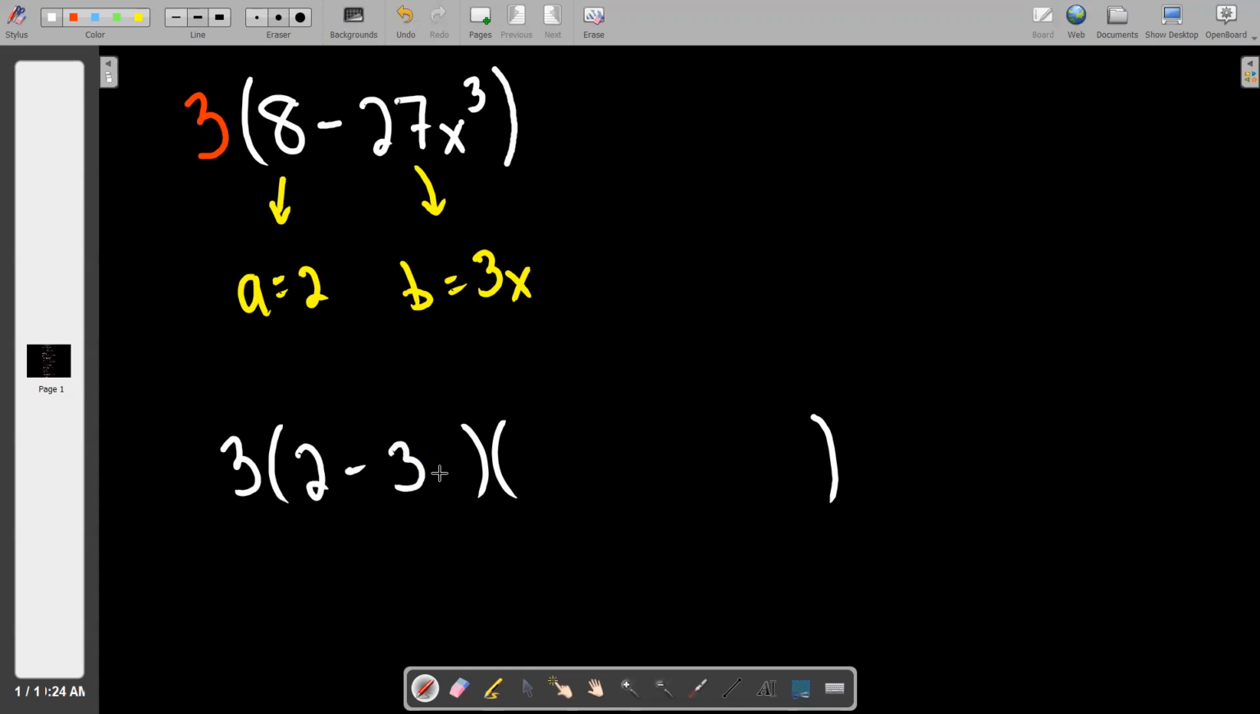2 minus 3x, right. And then what's long set going to start with? 4 plus 6x. Another one bites the dust, right? 2 more.